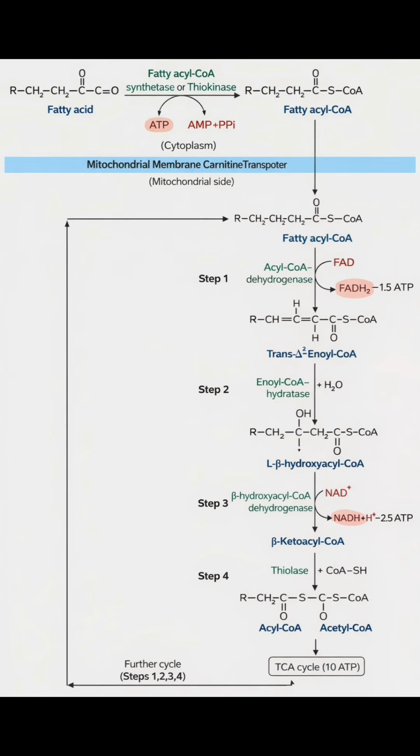Step 4. Thiolysis. Finally, the enzyme thiolase cleaves the molecule with coenzyme A, releasing 1 acetyl-CoA and a fatty acyl-CoA shortened by 2 carbons. This shortened fatty acyl-CoA re-enters the cycle, and the process repeats until the fatty acid is completely broken down.